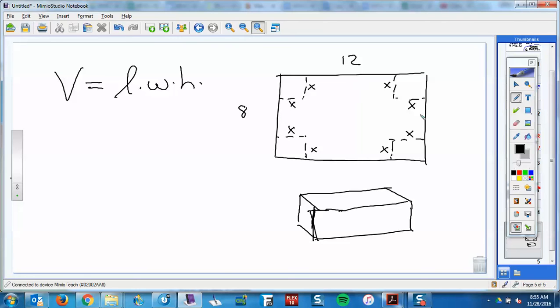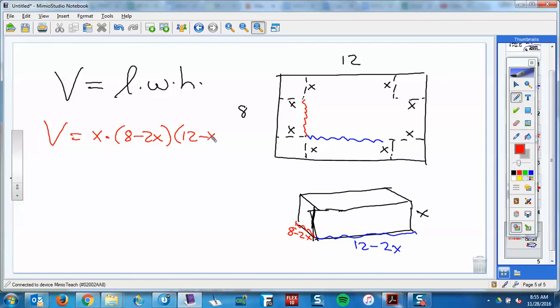If you fold up these edges, it'd be x right there, right? What would this side, let me do it in blue, be? It's 12 minus 2x. And then what would the red side be, this length right here? This would be 8 minus 2x. You with me? Okay, so my volume would be x times 8 minus 2x times 12 minus 2x. Would you agree? That would be the volume of that box.